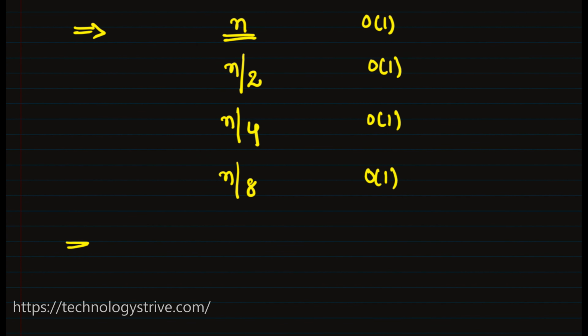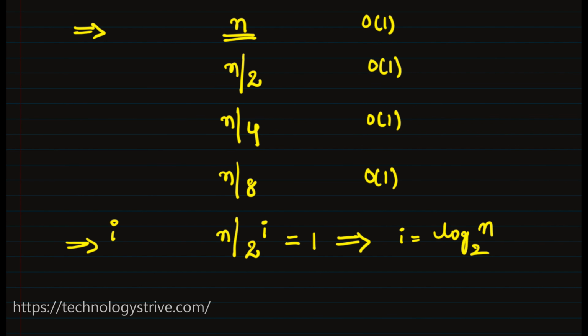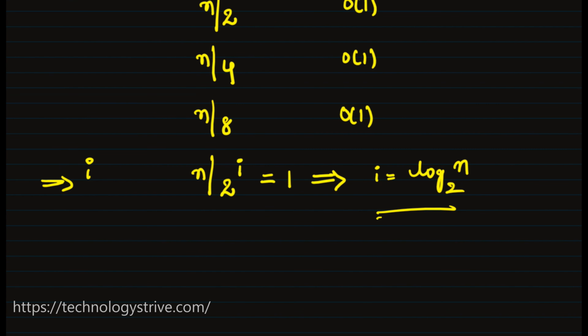So at some iteration i, the search space is going to be n divided by 2 power i, at which we are going to find the answer, right? That means that our i is equal to log n base 2. So the time complexity is log n base 2.